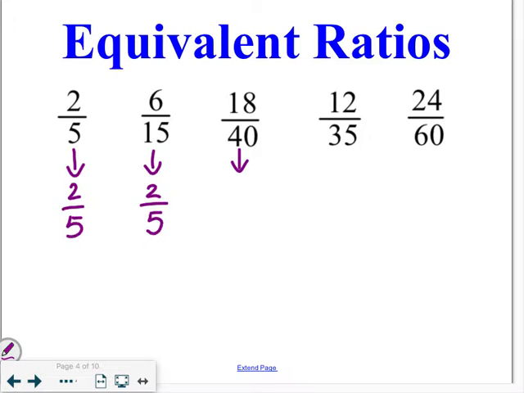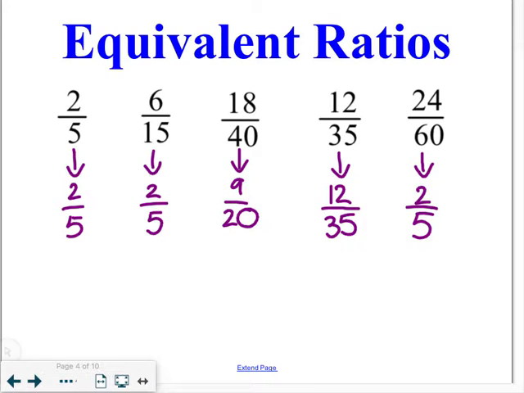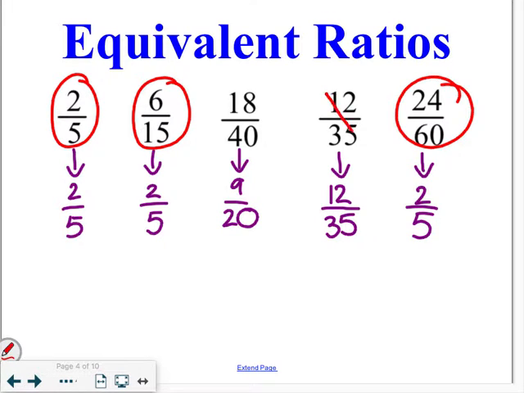Next one, 18/40, both of those can be reduced by dividing by 2. I end up with 9/20. Next one, 12 and 35 are relatively prime. They can't be divided by the same number, so that fraction stays the same. The last one, 24 out of 60. Both of those can be divided by 12, and we end up with 2 out of 5. So our equivalent ratios are the ones that reduce to the same fraction. So 2/5, 6/15, and 24/60 are all equivalent ratios.